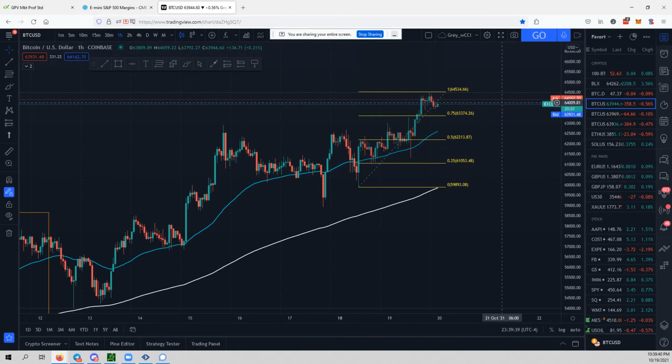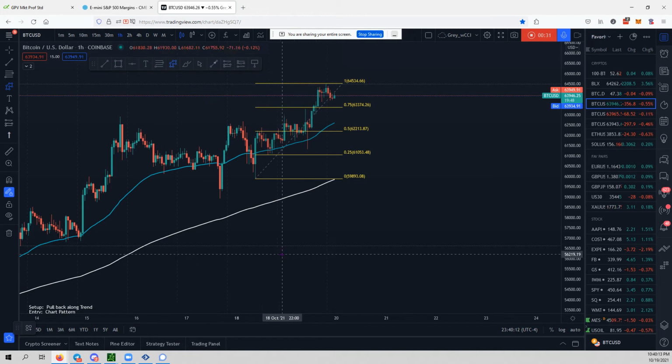Okay, so Rob asked a question: is his fib placement correct? And I want to walk you through this. So, Rob, here's your high, and you chose this high because we see a pullback, and you've got the bottom of your fibs right here. Now, your fib placement is correct, but there is a better fib placement. Let me walk you through it.